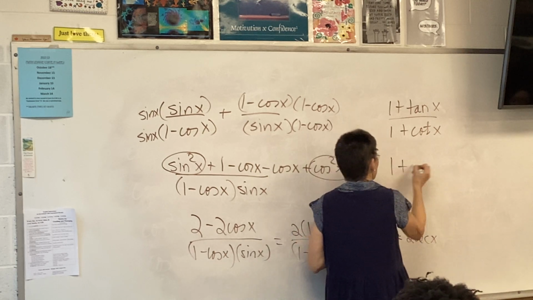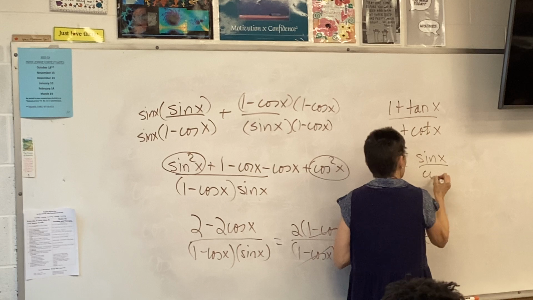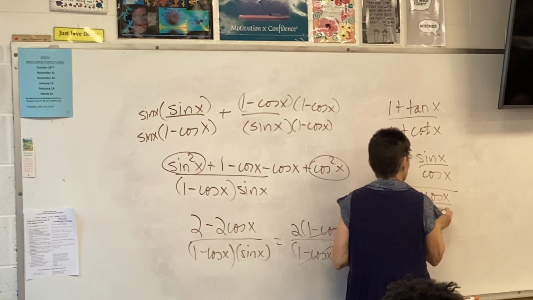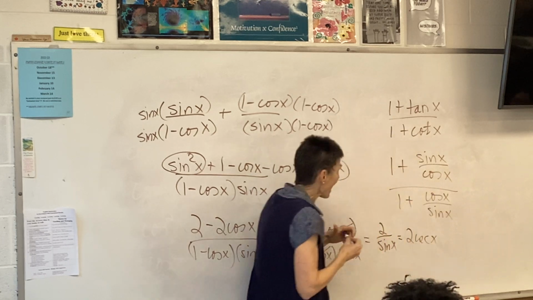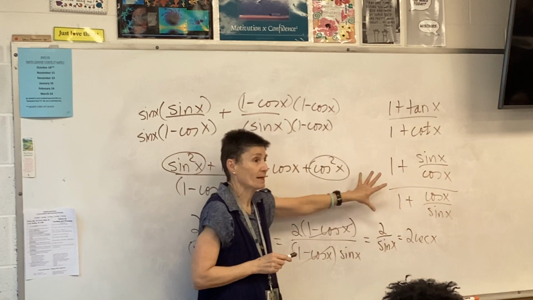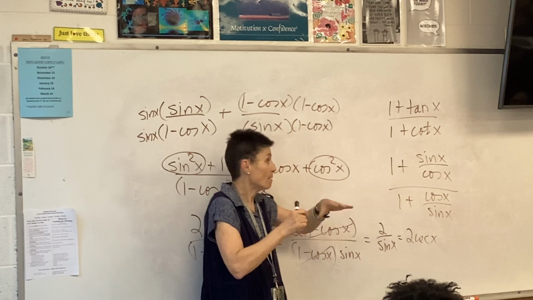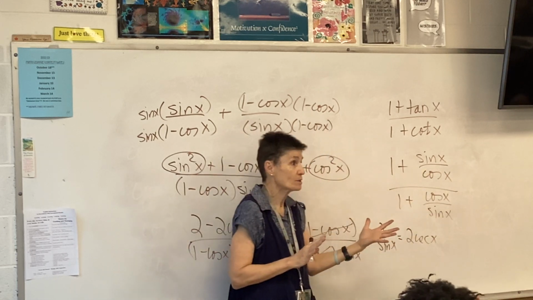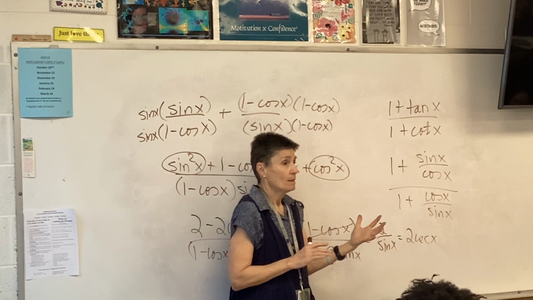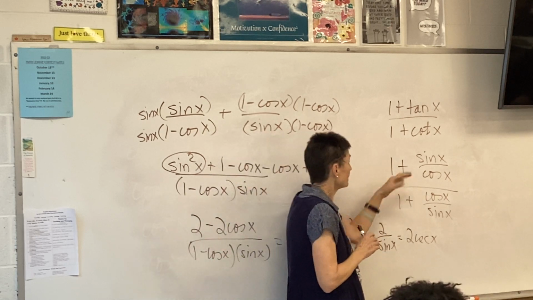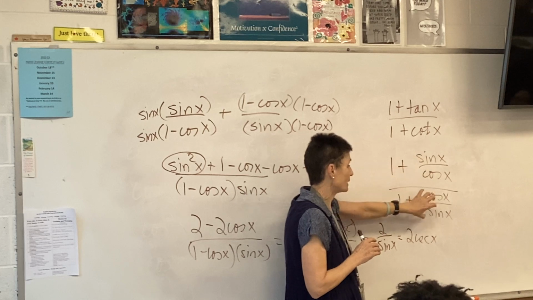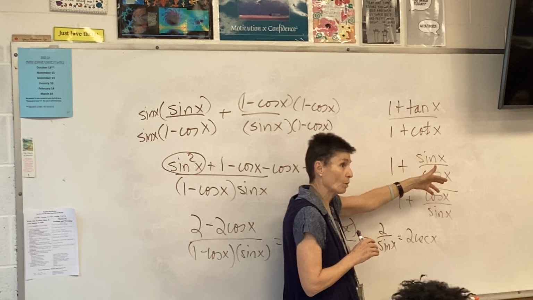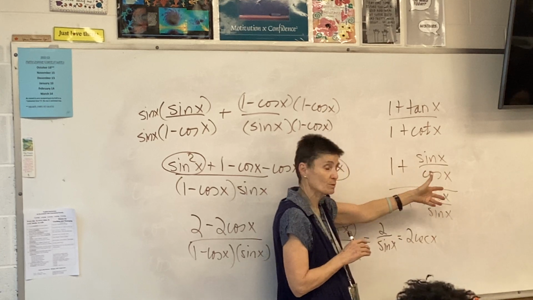So 1 plus sine over cosine over 1 plus cosine over sine. That is called a complex fraction. It is a big fraction made up of smaller fractions. Now you can get a common denominator, and invert and multiply. That will always work. Dividing by a fraction, multiply by the reciprocal.